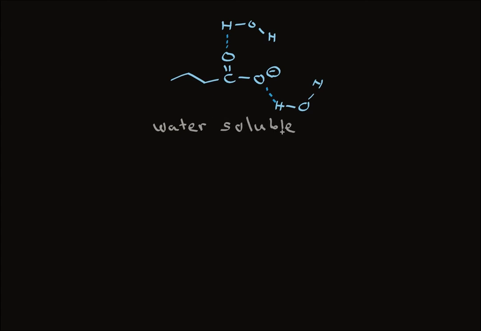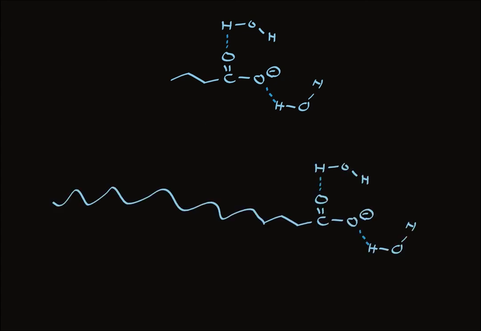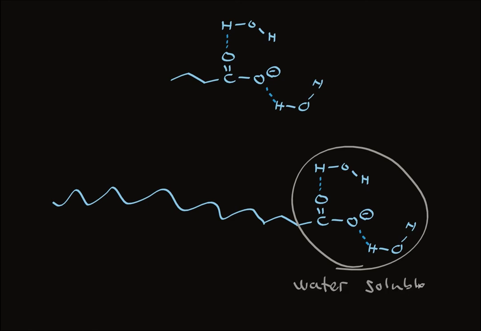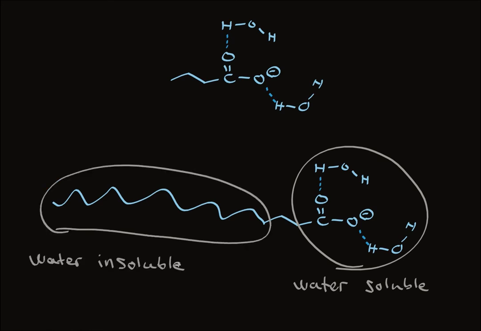But there's a limit. Take a look at this. When the chain attached to the carboxylate functional group becomes really long, this molecule becomes really conflicted. There's this water-soluble head attached to an alkyl group that's really long and water-insoluble. Molecules like this do a really interesting thing. There's a way that the heads can be involved with water and the tails get as far away from water as possible. Take a look.